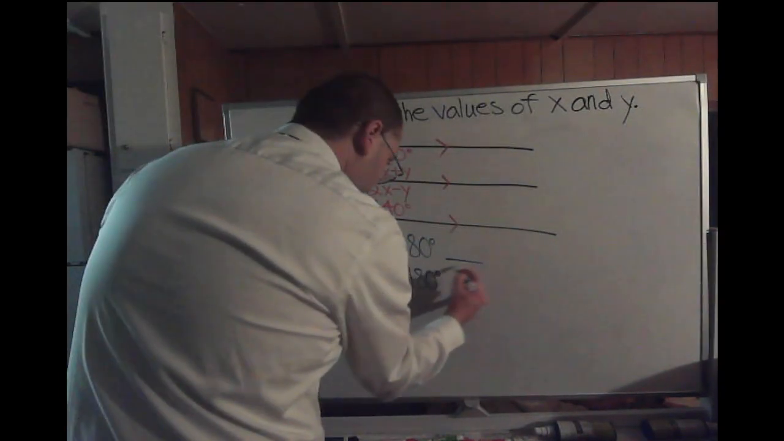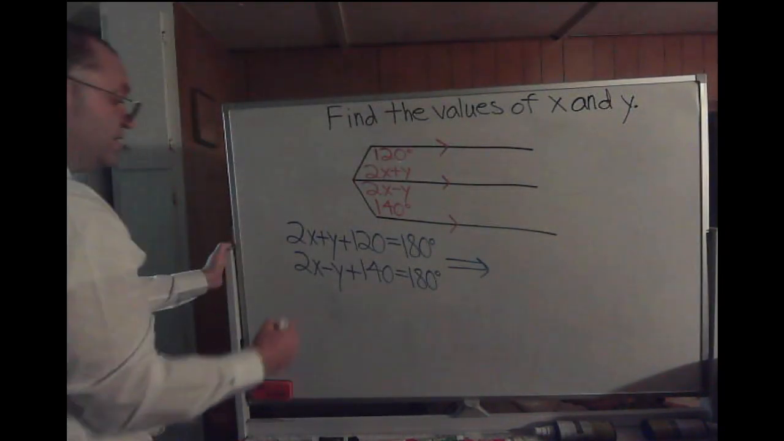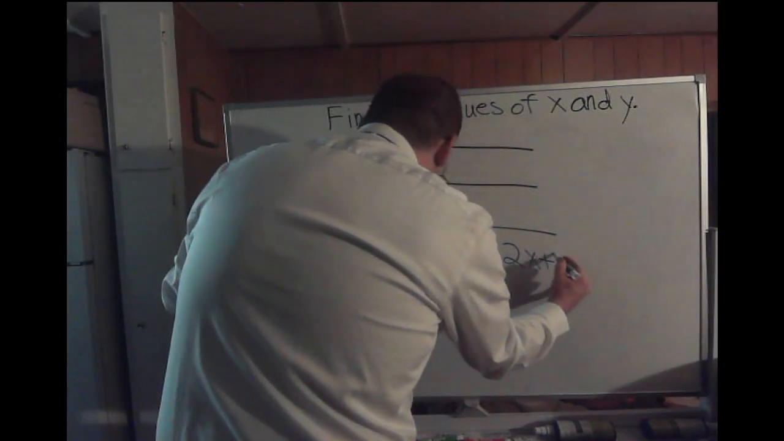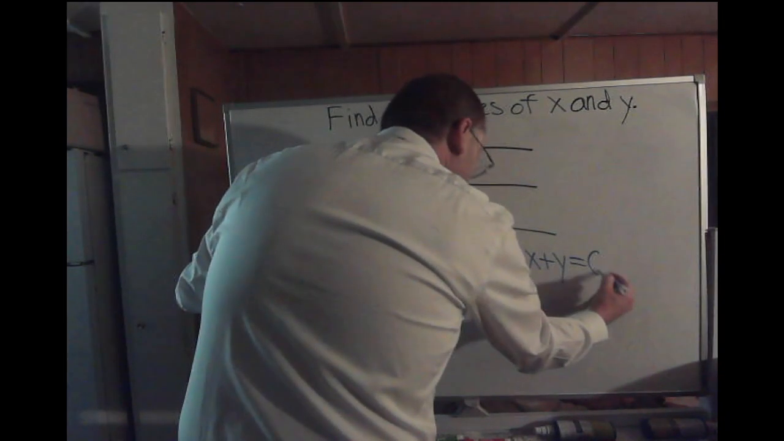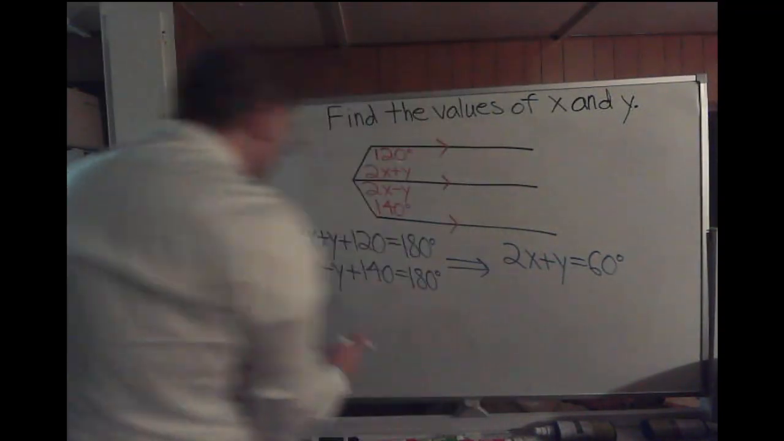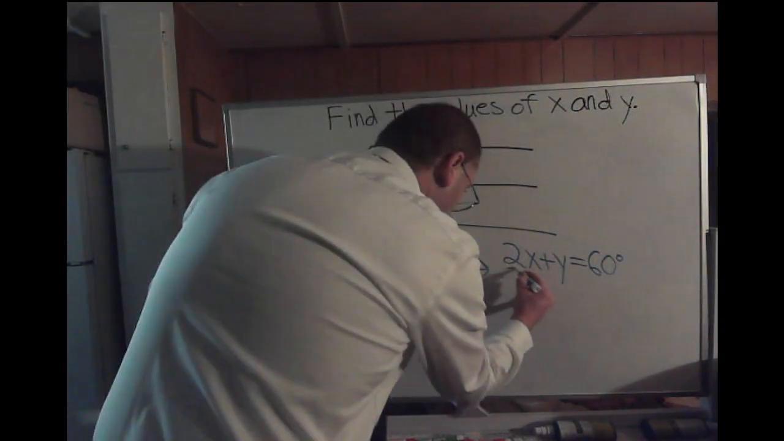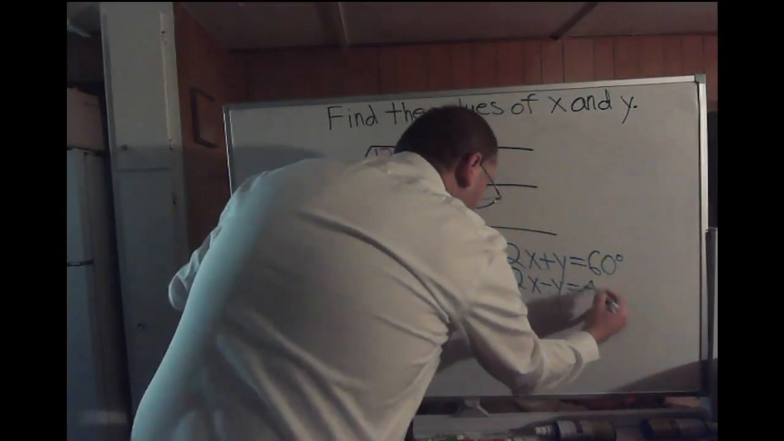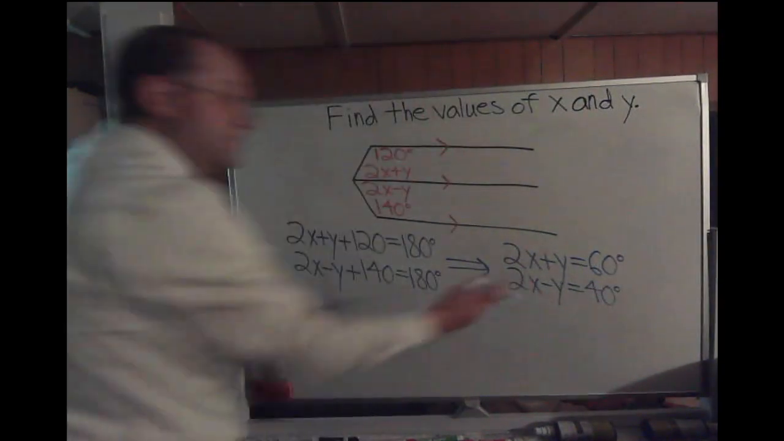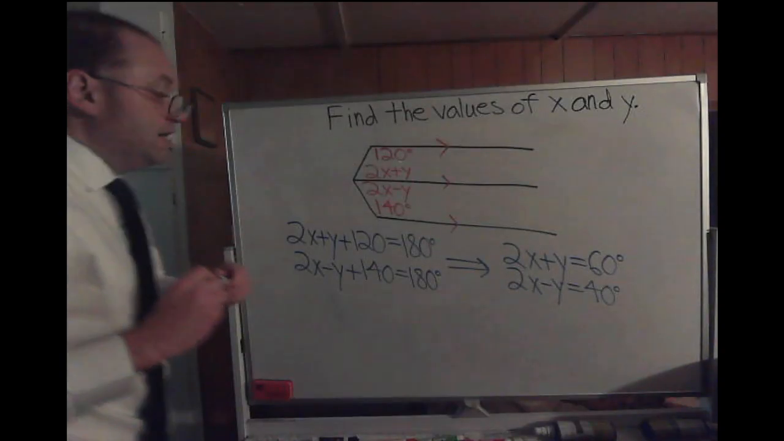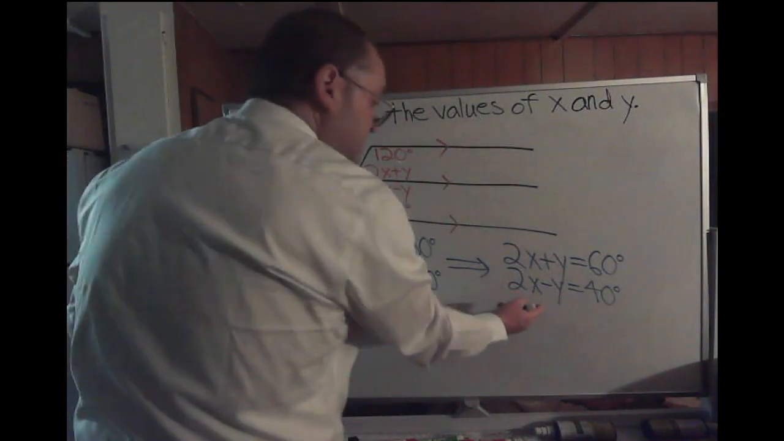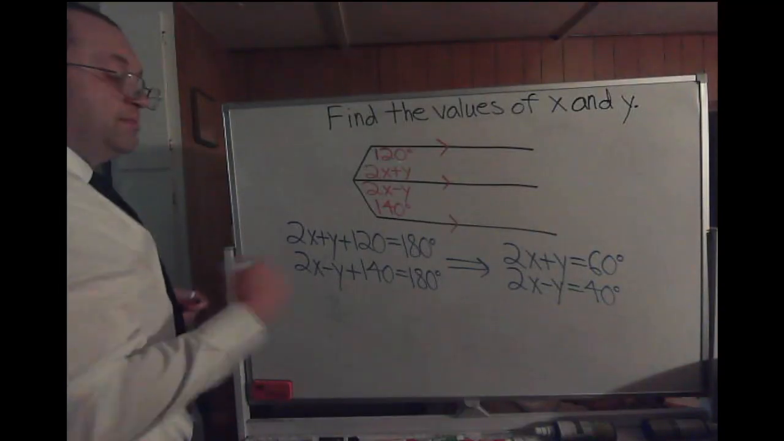Well, let's simplify this over here. You would just end up getting, for the first equation, 2x plus y is equal to 60 degrees. And then you have 2x minus y is equal to 40 degrees. Well, what do you know? We have a system of equations. And I told you in algebra, these are going to come up again. We have a nice simple system of equations that, in my opinion, we can solve using the elimination method.